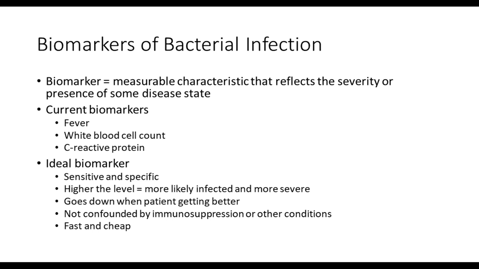And so we use biomarkers, right? And what are biomarkers? Biomarkers are measurable characteristics that reflect the severity or presence of some disease state. Currently in infection, we use things like fever, white blood cell count, CRP. These are the biomarkers we use.